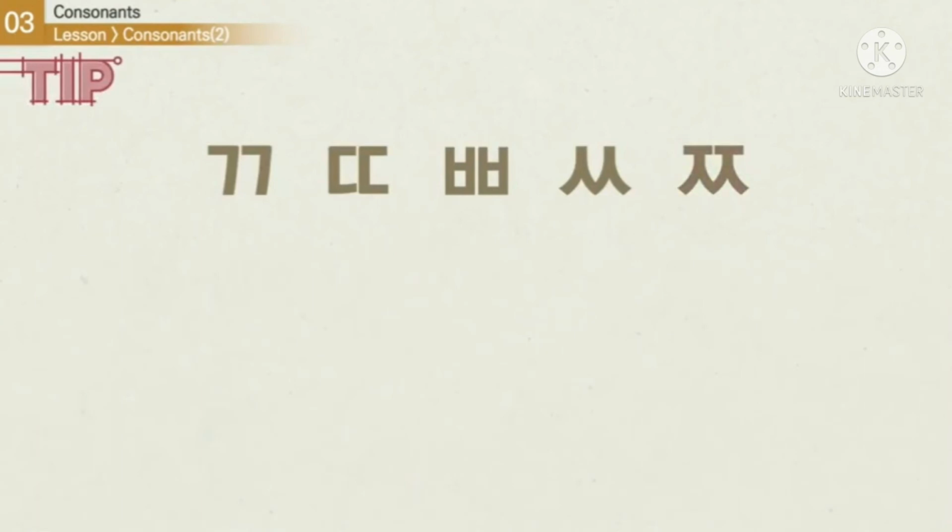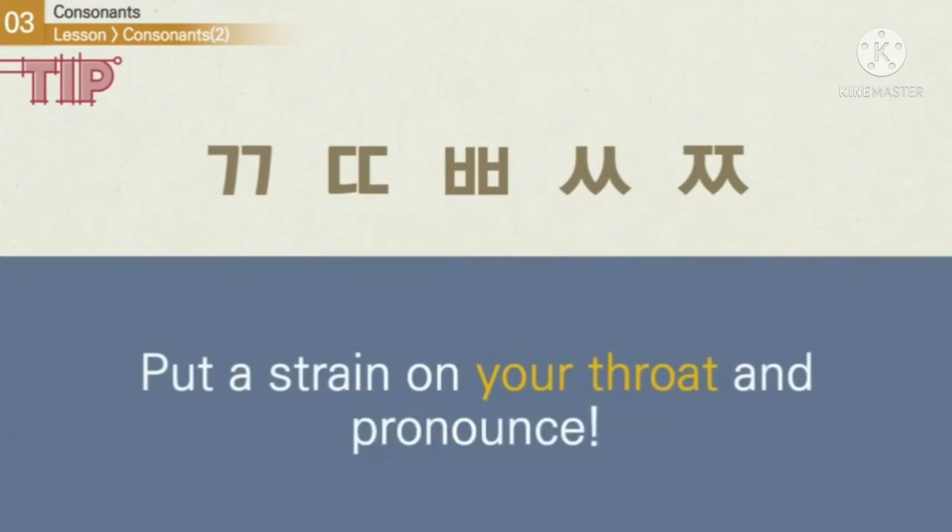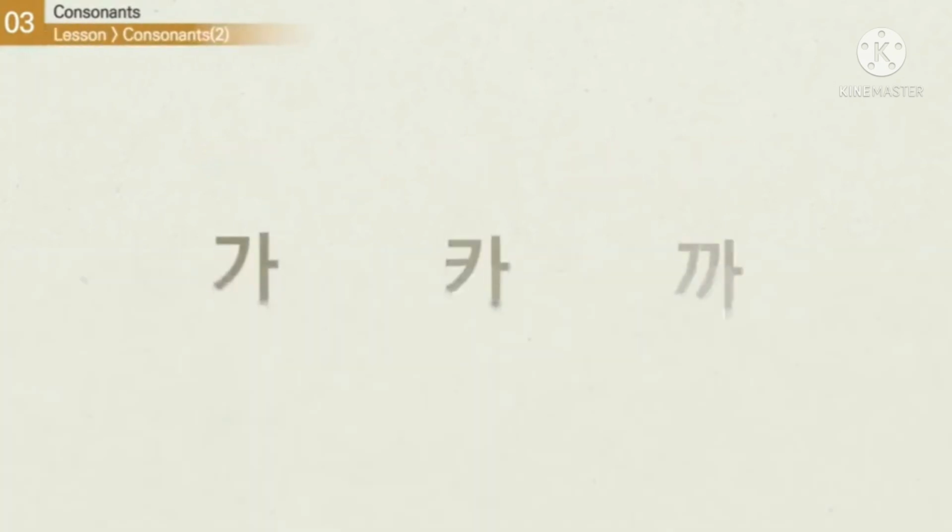We do not need to push more air out when pronouncing these consonants. They are also pronounced using a higher tone than other consonants. Try pronouncing them, making sure to put more emphasis on your vocal cords. Can you identify the difference between ka, and ka? Look at each of these three characters. To the left is ka, in the middle is ka, and ga is on the right.